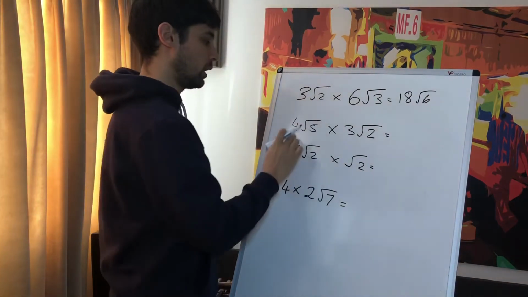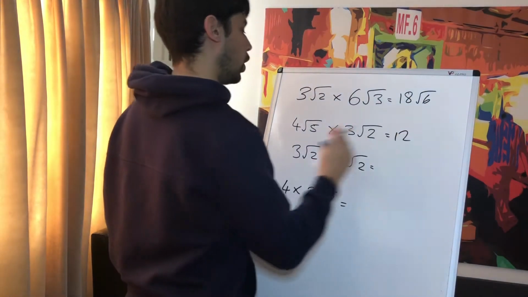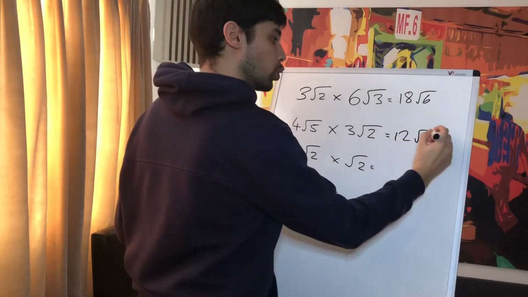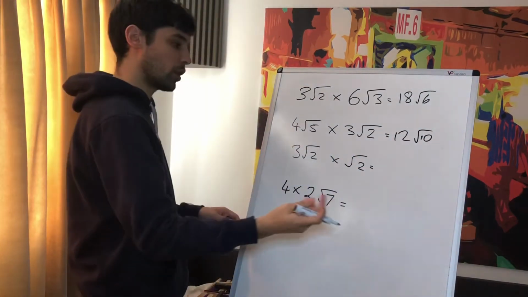Basic multiplication. 4 times 3 is 12. Root 5 times root 2 is root 10. Numbers go with numbers, surds go with surds.